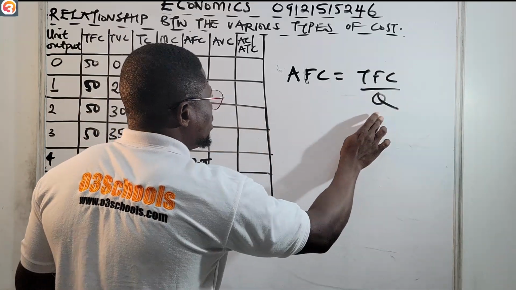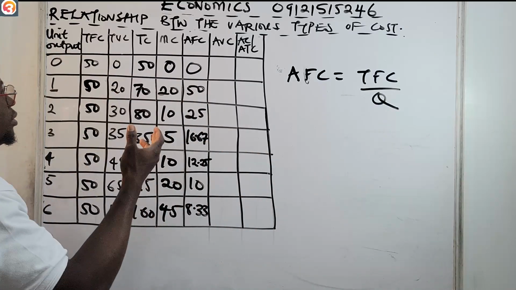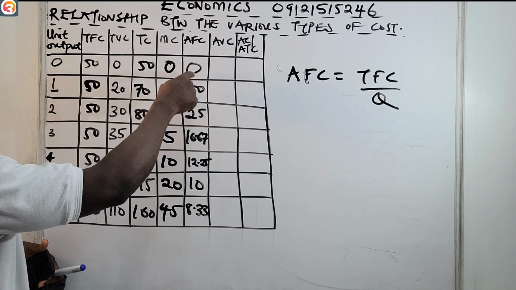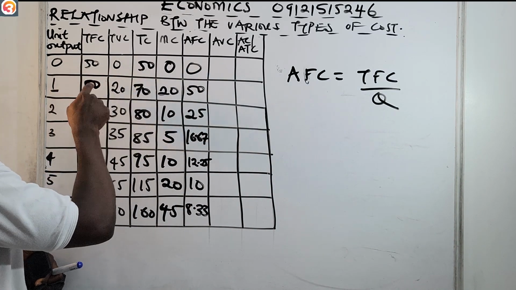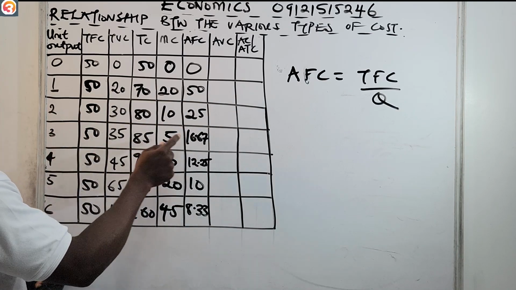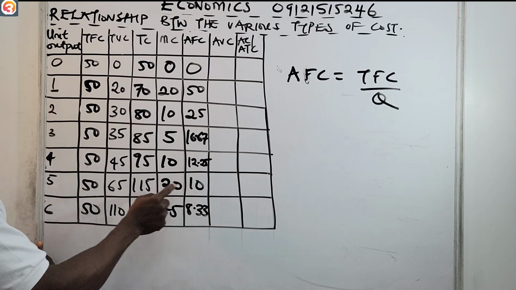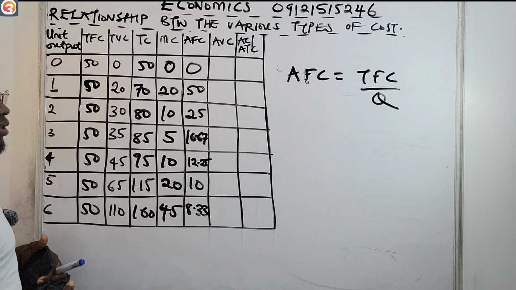Total fixed cost divided by the unit output, or divided by quantity. So I'm going to have 50 divided by 0, 0; 50 divided by 1, 50; 50 divided by 2, 25; 50 divided by 3, 16.67; 50 divided by 4, 12.5; 50 divided by 5, 10; 50 divided by 6, 8.33.